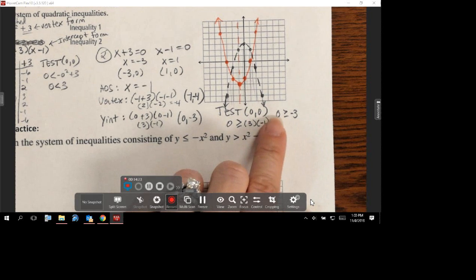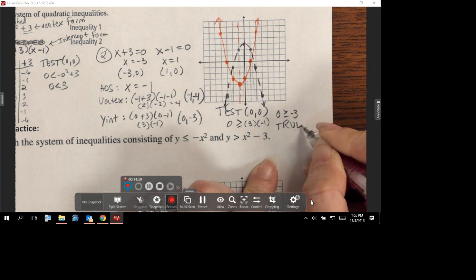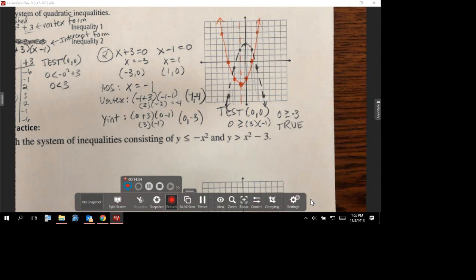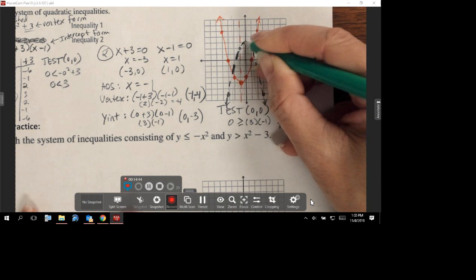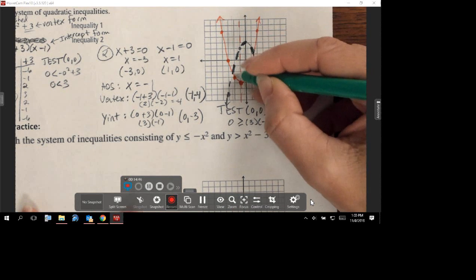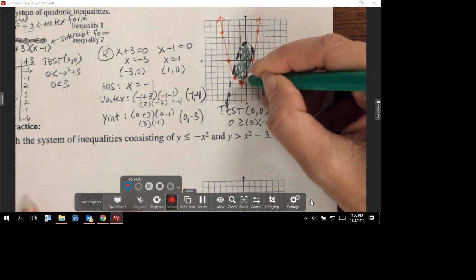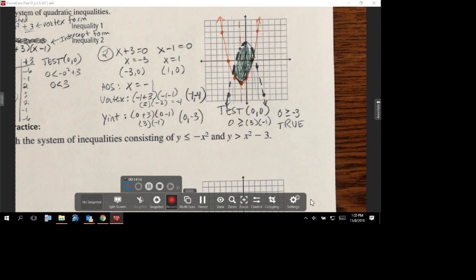Okay, so I tested that. Is this true or false? Is 0 greater than a negative number? Yes. True. So that means that 0, 0 does get shaded. That means I'm going to shade above or inside the parabola. But the answer itself is where the two overlap. So what I did was I made it really light. Where the two overlap is the answer. So I'm going to make it obvious that this part is the solution. Okay, you see how I made that part obviously the solution.